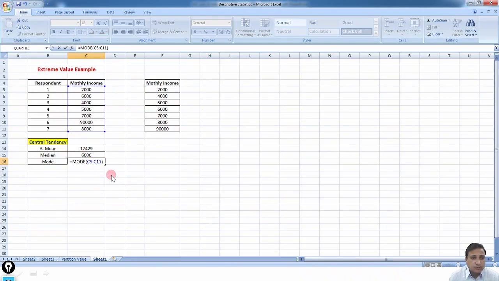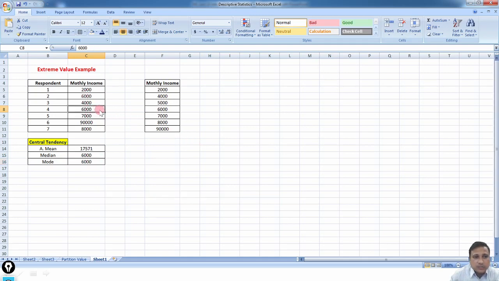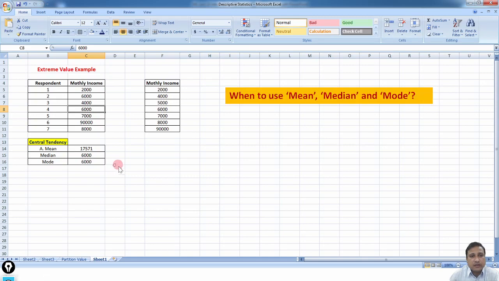Now here, how to compute mode? Simply, I'll use the function MODE. I'll select the range, and you'll find that an error message appears because there is not a single value which came at least twice. Fine. And for that, I'll change some data. I'll just rearrange data. Instead of 5,000, if I put 6,000 here, then I'll find my mode is 6,000 rupees with the highest frequency.